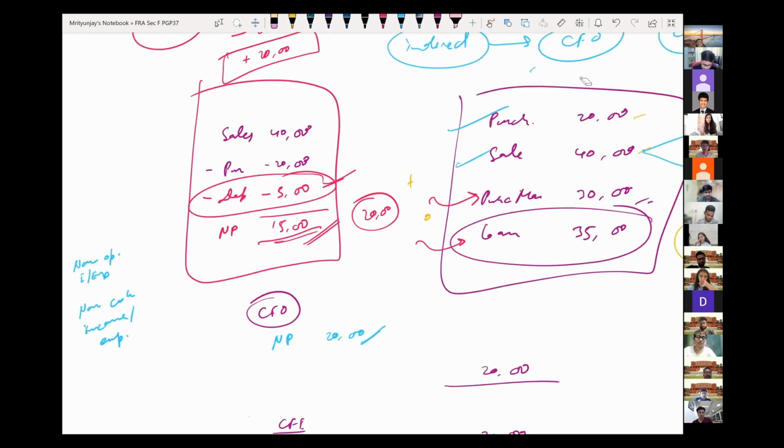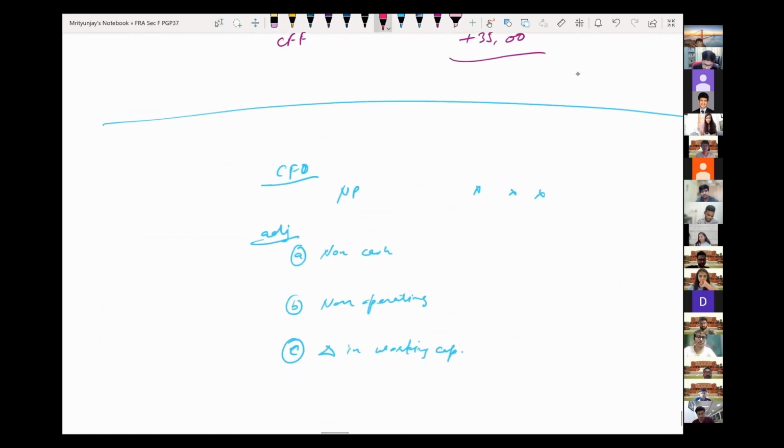We will say that in the non-cash items, you add all the expenses and subtract all the non-cash incomes. That's what we are going to do. So point number 1, write the net profit here. In our example, we will write our 15 lakh net profit here. And then if there are non-cash expenses in the income statement, add them back here. If there are non-cash incomes, subtract them here.